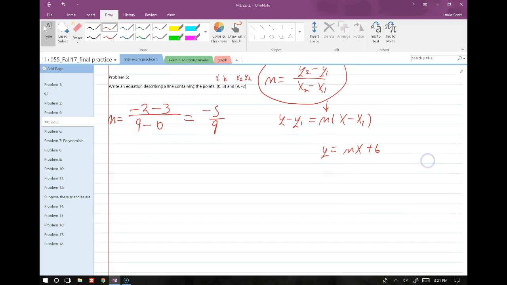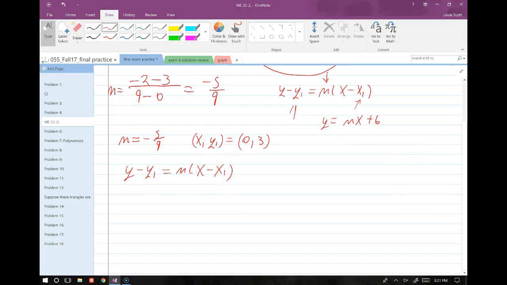So now that I have my slope, and I also have my y1 and x1 because I defined those, I'm just going to rewrite this equation down here with everything filled in, right? And so I'm going to say, okay, remember this, m equals negative 5/9, and x1, y1 is equal to 0, 3. y minus y1 equals m times x minus x1. Now I just fill everything in, right?